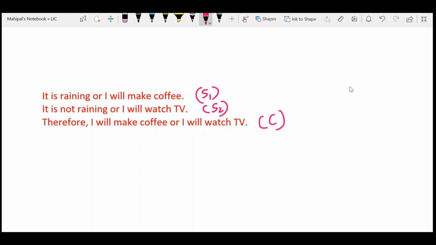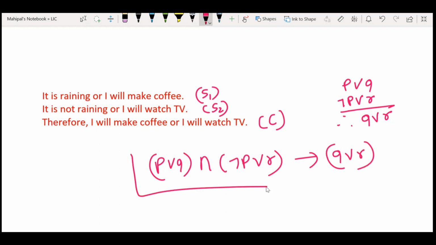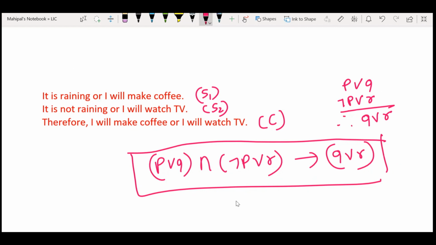So can anyone tell me the equivalent representation first? P or Q. Not P or R. Q or R. And now what do I need to check? P or Q in conjunction with not P or R implies Q or R. And what do you think? Okay, think about it. We'll discuss soon, but this is there.